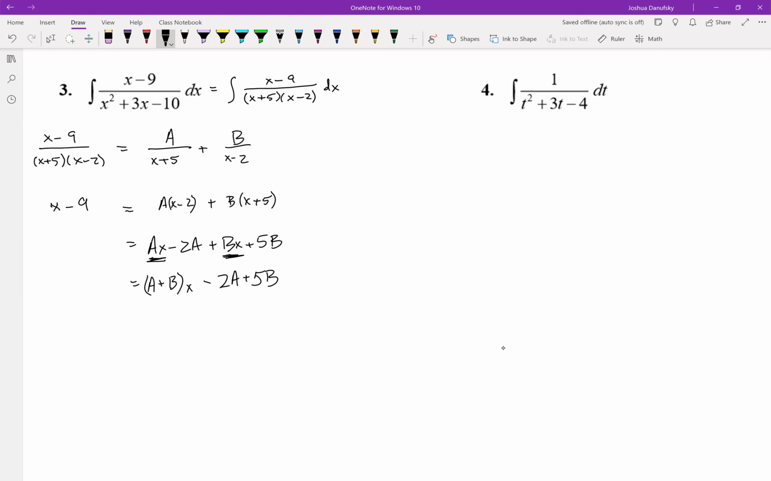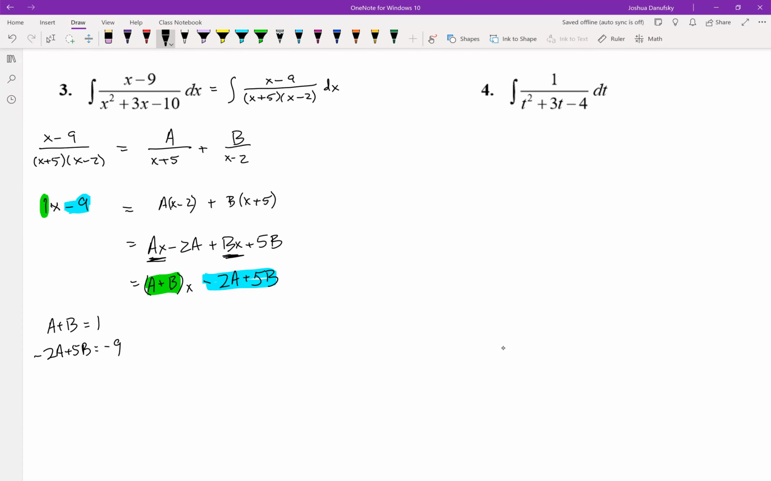Now, remembering that this expression has to equal x minus 9, that means that the constant part of this expression, there's no x involved here, has to equal -9. And the coefficient in front of x here has to equal the coefficient in front of x here, which is really just a 1. So that means that a plus b in green has to equal 1, and -2a plus 5b has to equal -9. Now we have two equations, two unknowns. We can solve this using substitution method or elimination method.